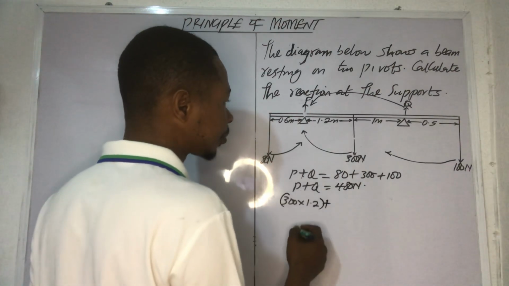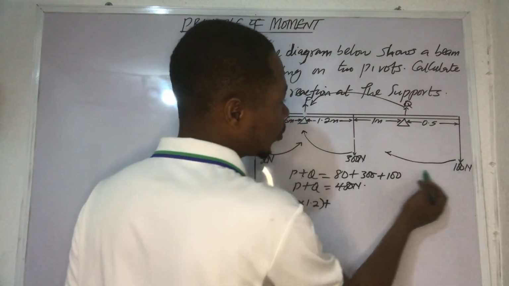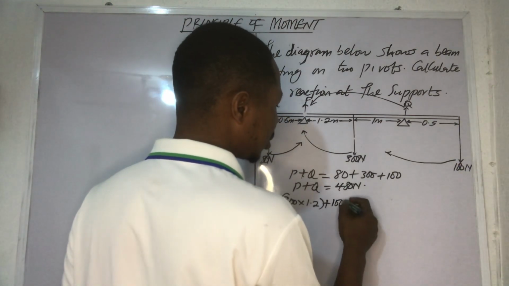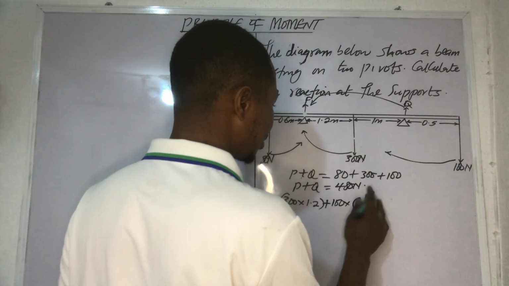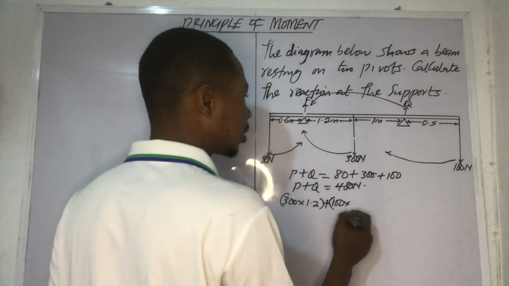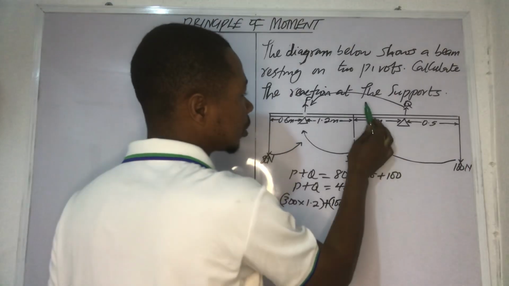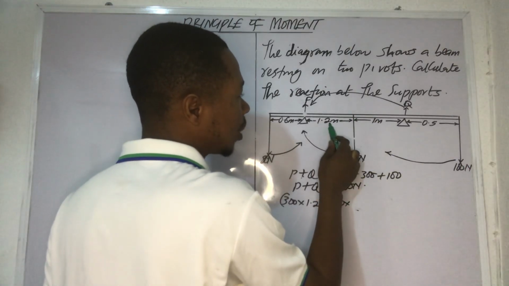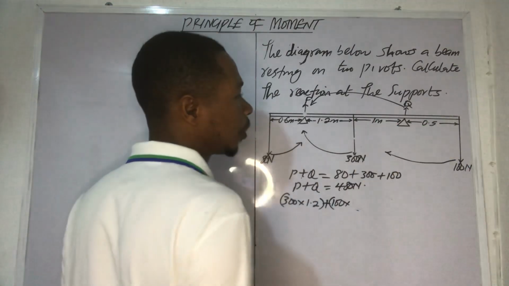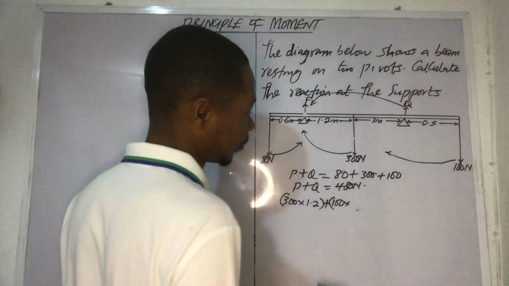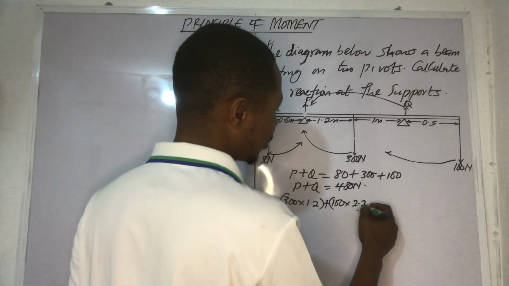plus the second clockwise moment. That will be this 100 Newton. That will be 100 times the distance from the 100 to the pivot. This is 1 plus 1.2, that's 2.2, plus 0.5. That will give me 2.7. So you have times 2.7.